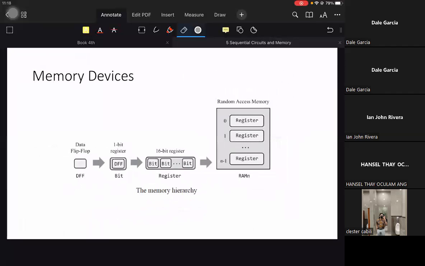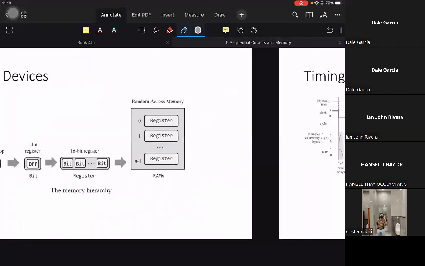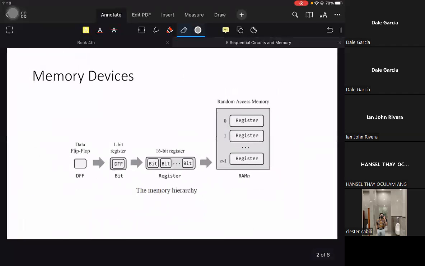So what can a D flip-flop do? I think that's the next question that we need to answer. What can a D flip-flop do? To make it easy to remember, again, the D flip-flop is able just to store 1 bit of memory.